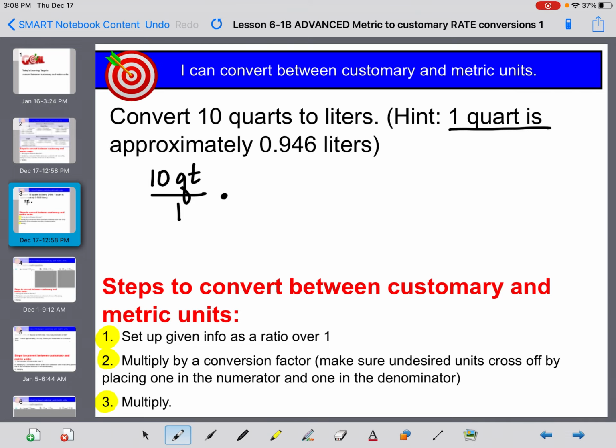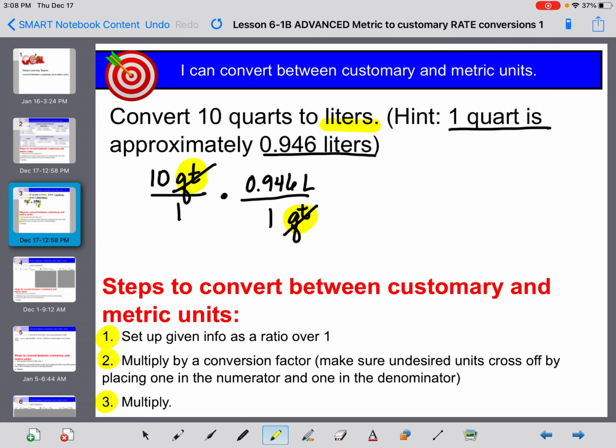So this is the conversion factor. 1 quart is 0.946 liters. Now I'm going to strategically place this so that my unit quarts will cross off, because I want quarts to go away and I want liters to be left. The rule is that a numerator and a denominator can cancel. So I put the quarts there, 1 quart, and I put the liters in the numerator. Quarts are opposite, and they cancel.